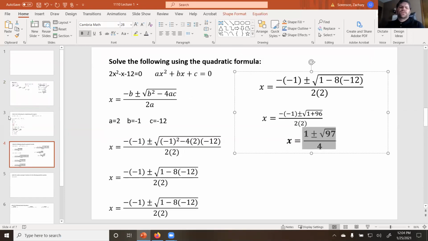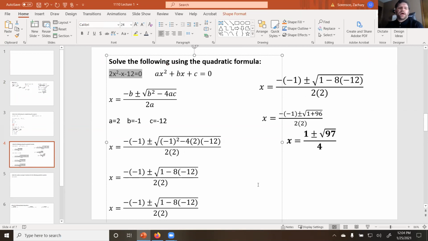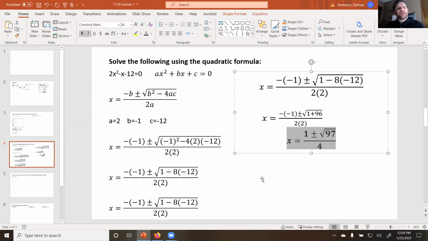Now if this were an application question, if I was saying this equation is used to model the height of a football or whatever, yes, I would want you to throw this in your calculator and say it's, I don't know, 12 feet above the ground. But if we're not in an application question, this is what I prefer. I prefer exact answers, even if it's a gross square root, even if it's a gross fraction.